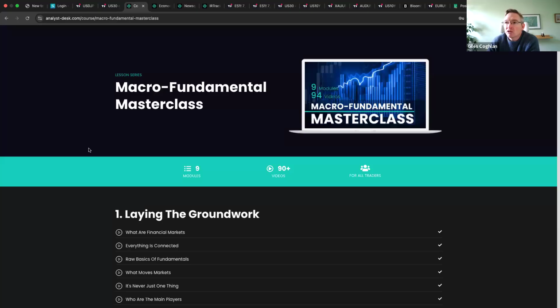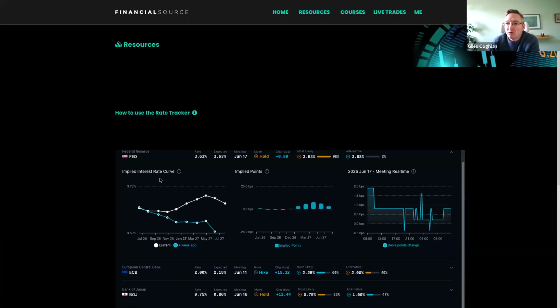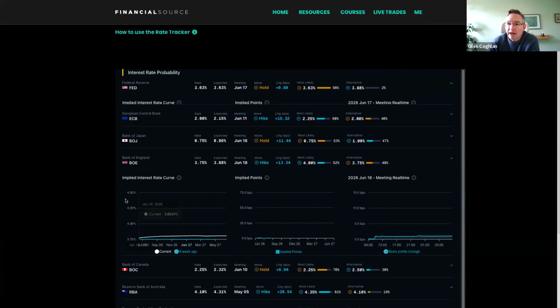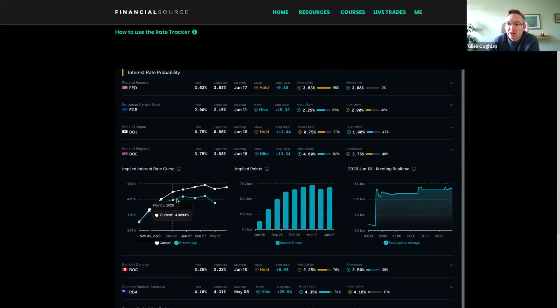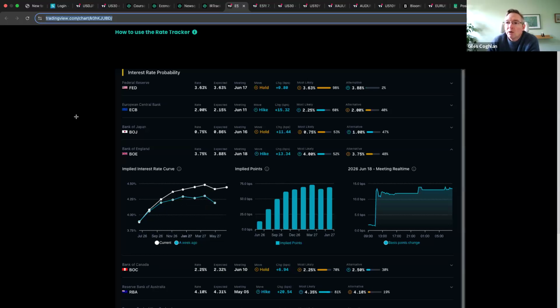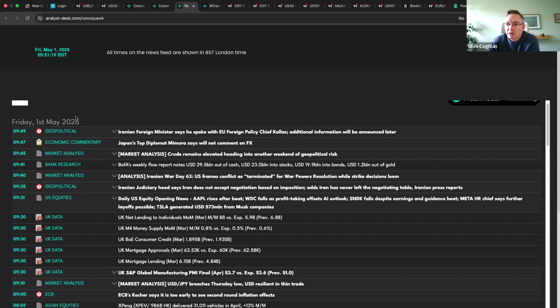We also have an interest rate tracker, again, incredibly helpful because it shows us when interest rate expectations change. So you can see here, right? Expectations have changed for the Bank of England in terms of interest rate hikes, you see, versus yesterday, right? So you can see that was seen as a hawkish decision yesterday. We also look at the implied volatility tracker.